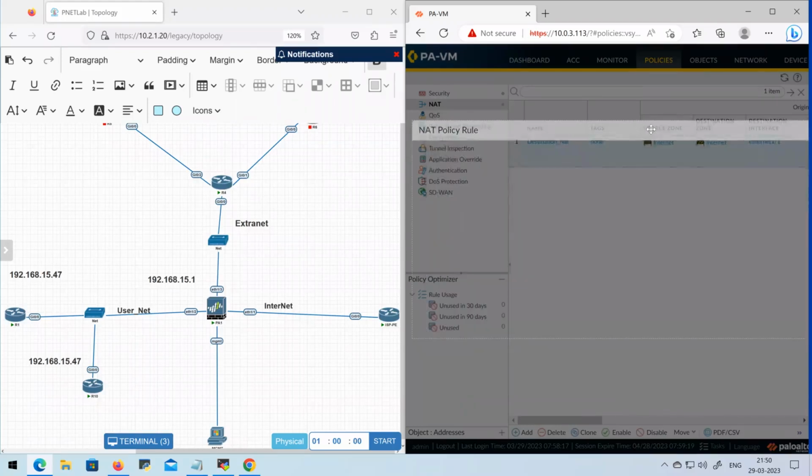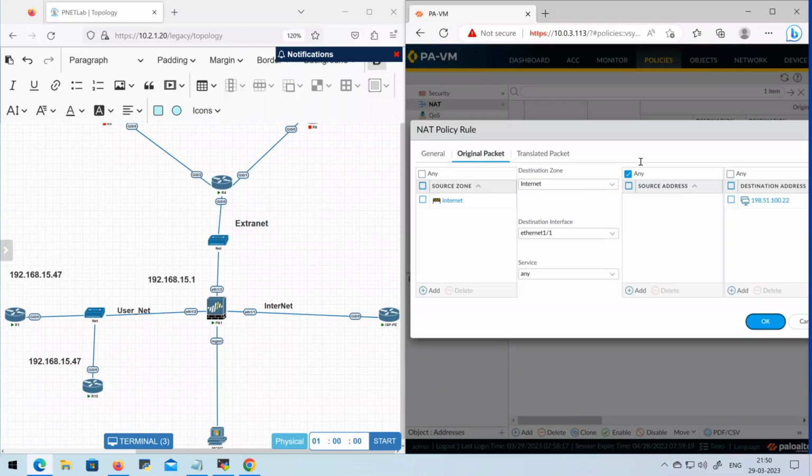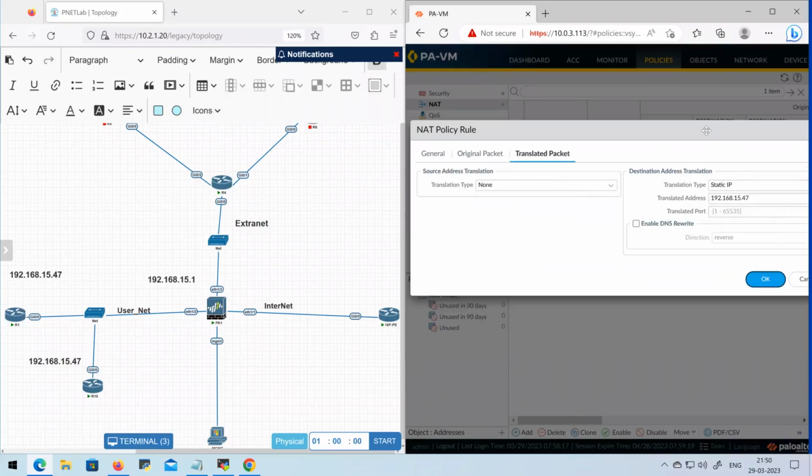In the translated packet tab, what was the 192.168.15.47? It gets translated into this IP address, 47. Right? Let's see if it exists or not.